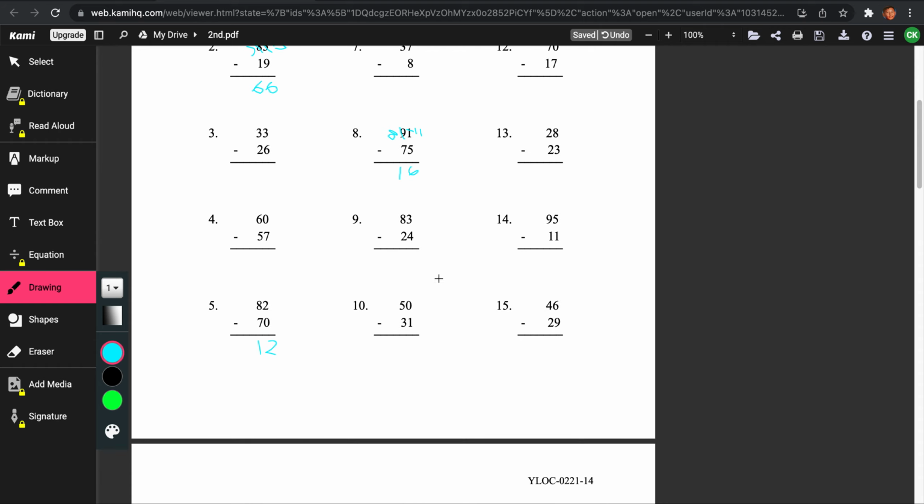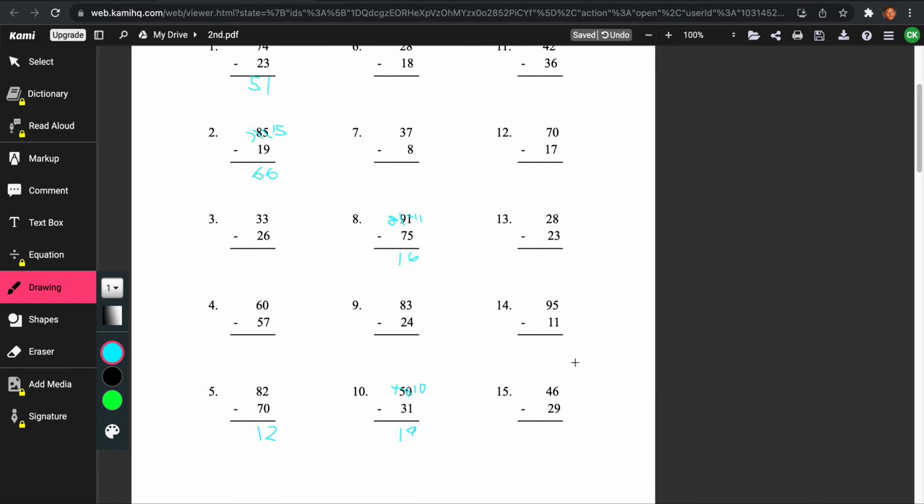So let's look at number 10. 0 minus 1, we know that that's not possible. So we've got to carry again. So we carry the 10, so 10 plus 0, that's 10. 10 minus 1, that's 9. 4 minus 3, that's 1. So our answer would be 19. Let's do one more, 14. 95 minus 11. 5 minus 1, that's 4. 9 minus 1, that's 8. So our answer would be 84 for number 14.